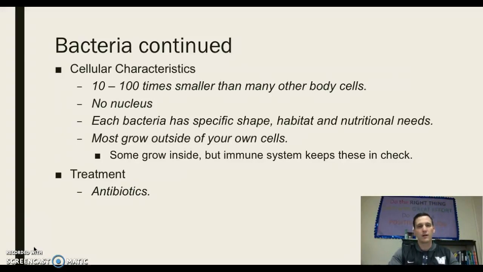Most bacteria are actually outside of our cells. It's on our cells, but outside of it, they don't necessarily penetrate into our other cells. Some grow inside, but the immune system usually keeps those in check. Treatment for different bacterial diseases, antibiotics. All right, simple antibiotics are going to help cure and take care of bacterial infections.